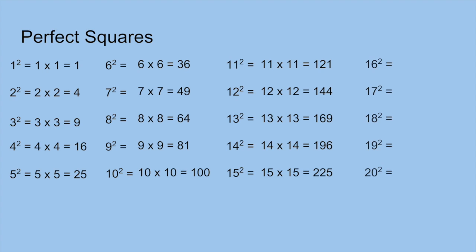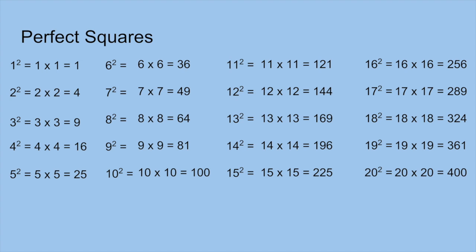And the last set, 16 squared equals 16 times 16, which equals 256. 17 squared equals 17 times 17, which equals 289. 18 squared equals 18 times 18, which equals 324. 19 squared equals 19 times 19, which equals 361. And 20 squared equals 20 times 20, which equals 400.